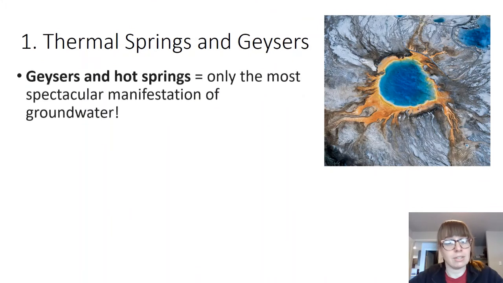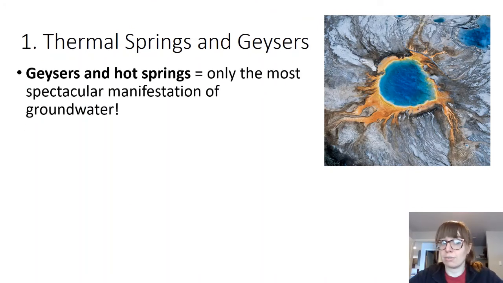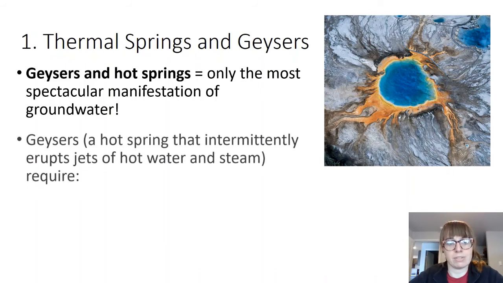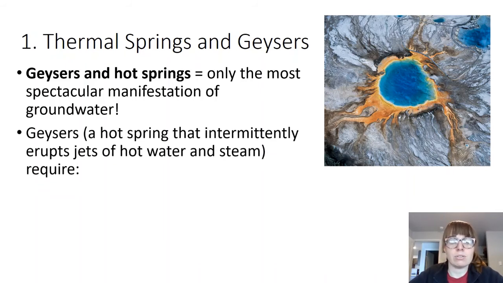So first, you guys know it's my favorite place, Yellowstone. Over here is a picture of my favorite place in Yellowstone, Grand Prismatic Spring. The first super awesome thing that groundwater does is that it creates thermal springs and geysers. Geysers and hot springs are basically the most spectacular manifestation of groundwater. Geysers happen when you have a hot spring that intermittently erupts jets of hot water and steam. So we have scalding hot water commonly erupting into the air.